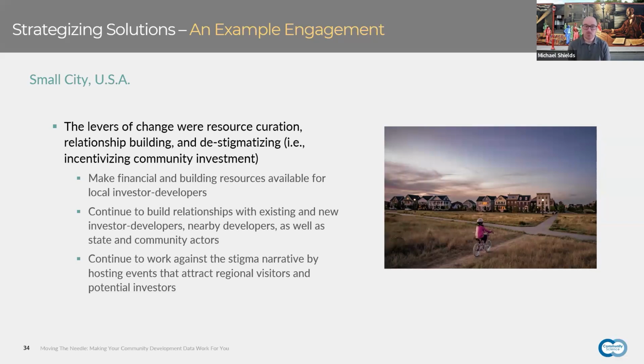And then we told them to continue to work against the stigma narrative that they had historically gained by hosting more regional events and getting people to come visit. They were doing farmers markets. We said amplify that, do some regional events, some holiday events. They had a great artistic community there that was doing murals on the downtown buildings. And we said, why not do some painting and murals on the road that people are going by when they see the town? You change the brand a little bit, and you're using some community power and empowerment to take pride in their place.